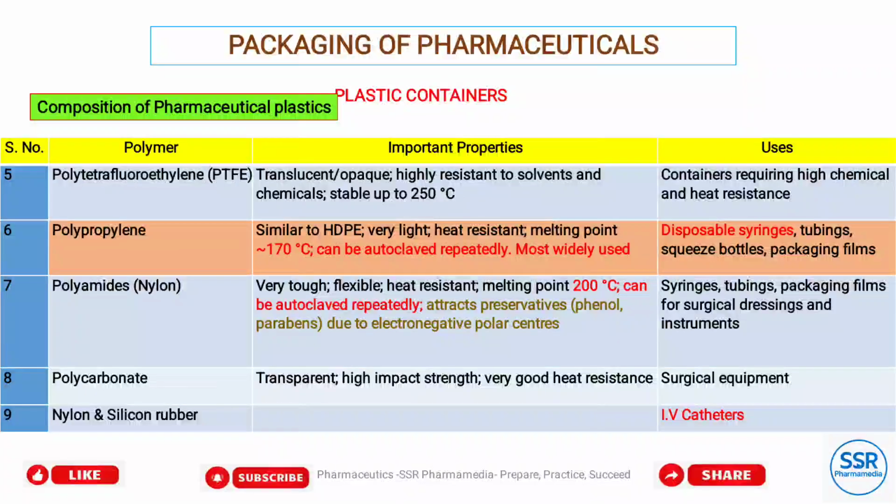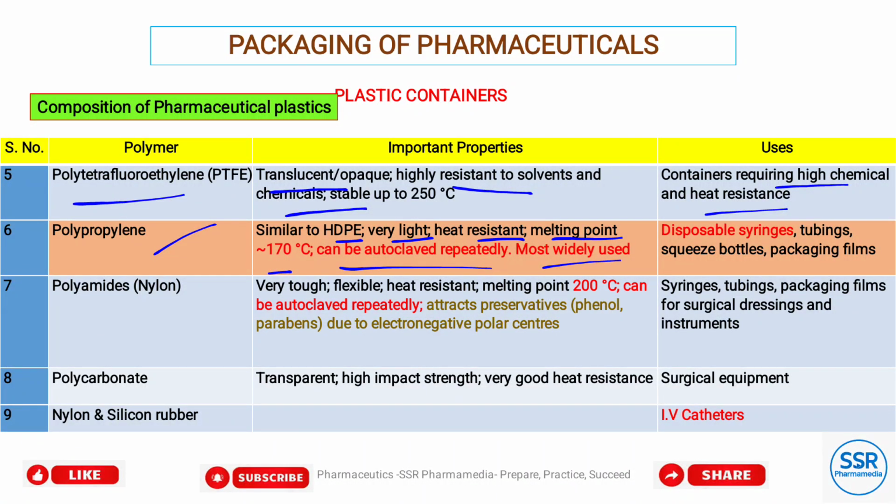And next, polytetrafluoroethylene. It is translucent and opaque and highly resistant to solvents and chemicals, stable up to 250 degrees Celsius. So it is used for containers requiring high chemical and heat resistance. And polypropylene is similar to HDPE. It is very light and heat resistant, with a melting point of 170 degrees Celsius, can be autoclaved repeatedly, and is most widely used. So it is used for disposable syringes, tubing, bottles, and packing films.